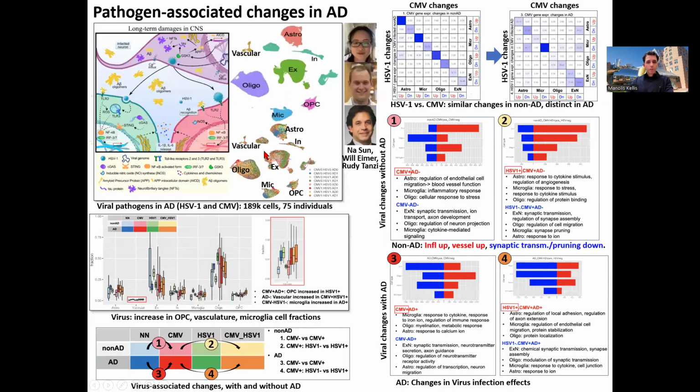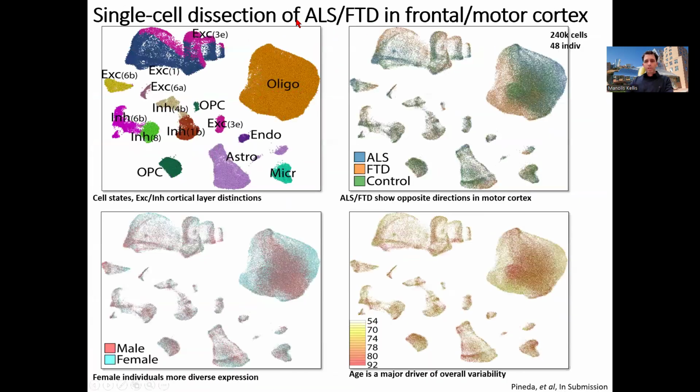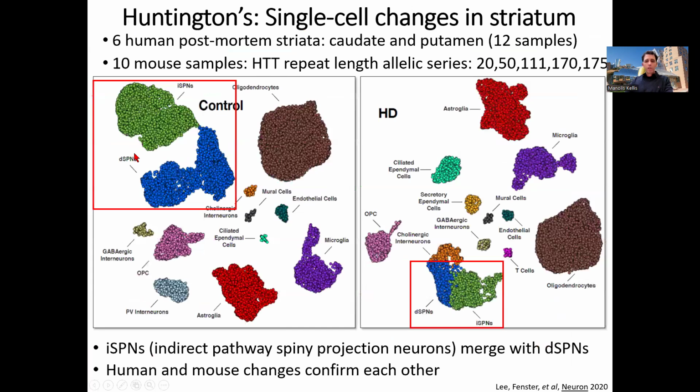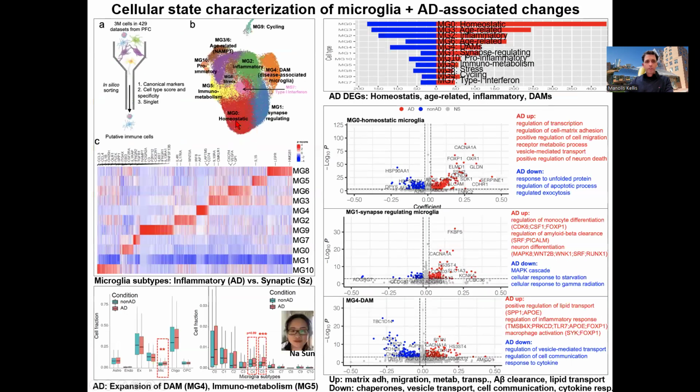One of the directions, and we've done this for pathogens, we've done this for psychosis, we've done this for ALS and frontotemporal dementia. This paper was just published in Cell just a few weeks ago. We're finding a lot of these pathways that are changing. Huntington's disease, this was again published in Cell last year, exactly a year ago.